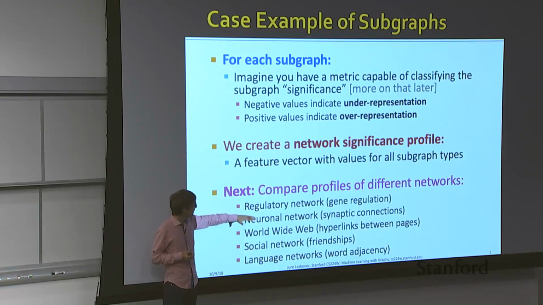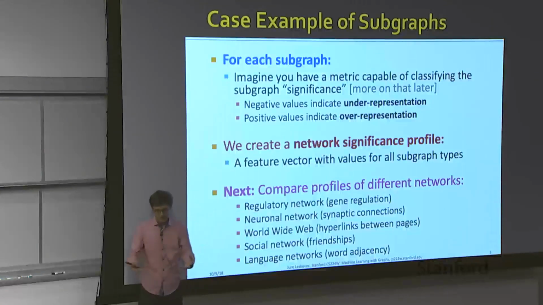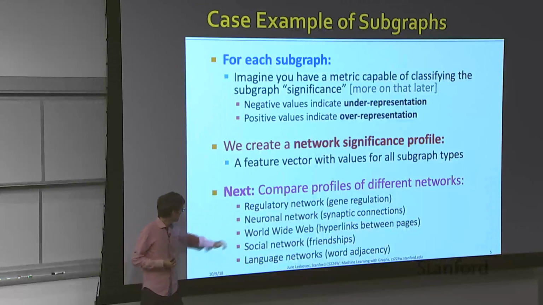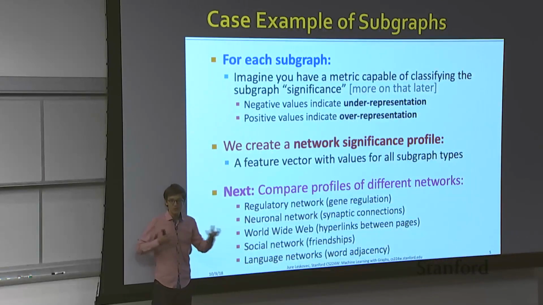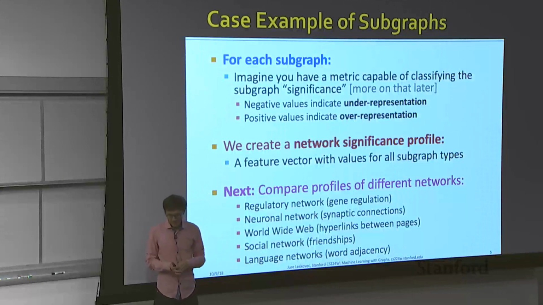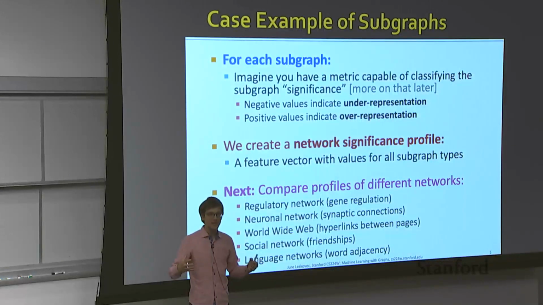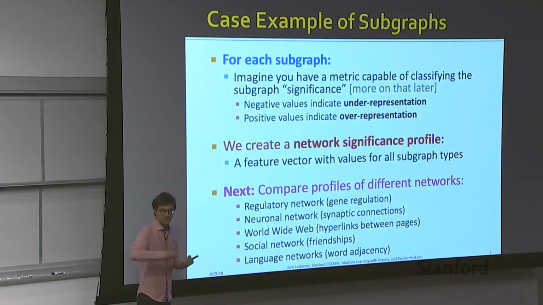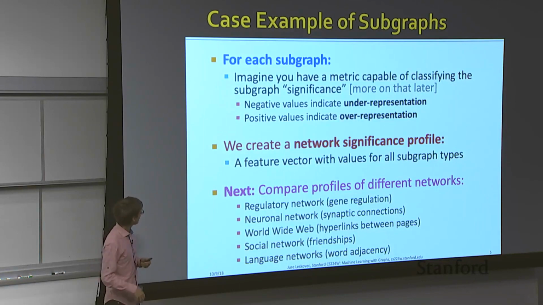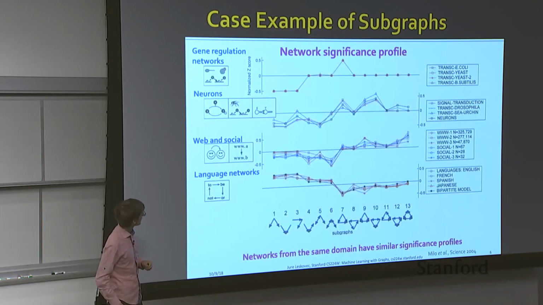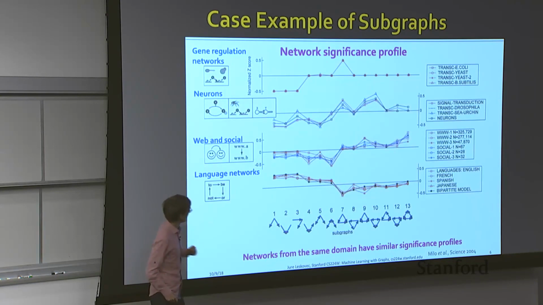So what I'll show you is gene regulatory networks, so networks coming from biology, networks of neurons, so real neurons in real organisms, how they connect to each other, an example of an information network of the World Wide Web, a social network, and networks that you can create out of text and language by linking adjacent words and so on. And so these are the different classes of networks. So what am I showing you here?